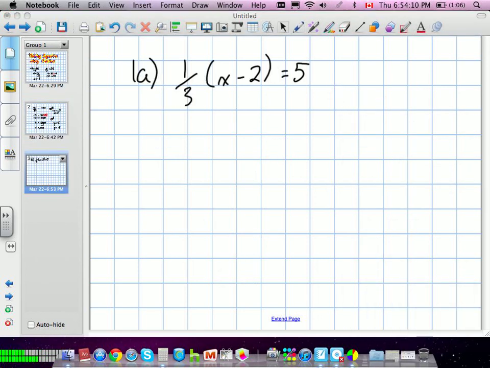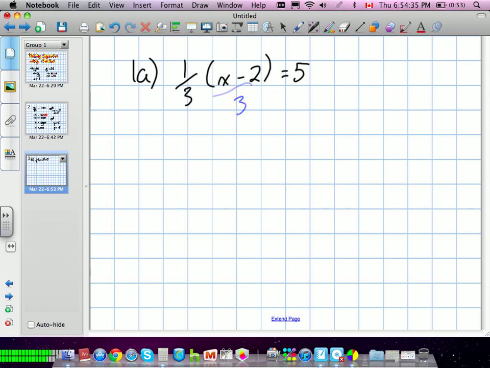All right, the next question, the fraction question. This says 1/3 multiplied by x minus 2. Now, we could use distributive property, but we don't want to work with fractions. So I want you to realize this 1/3 is the same as dividing by 3.